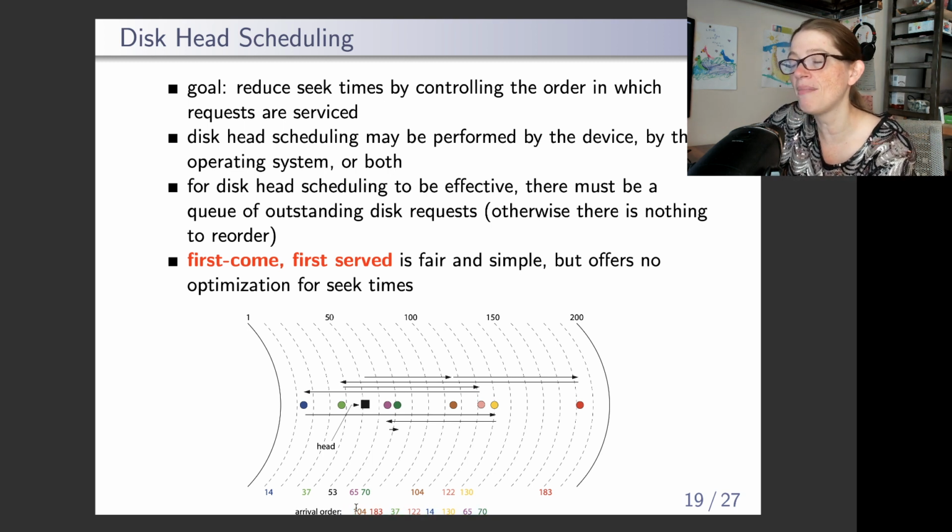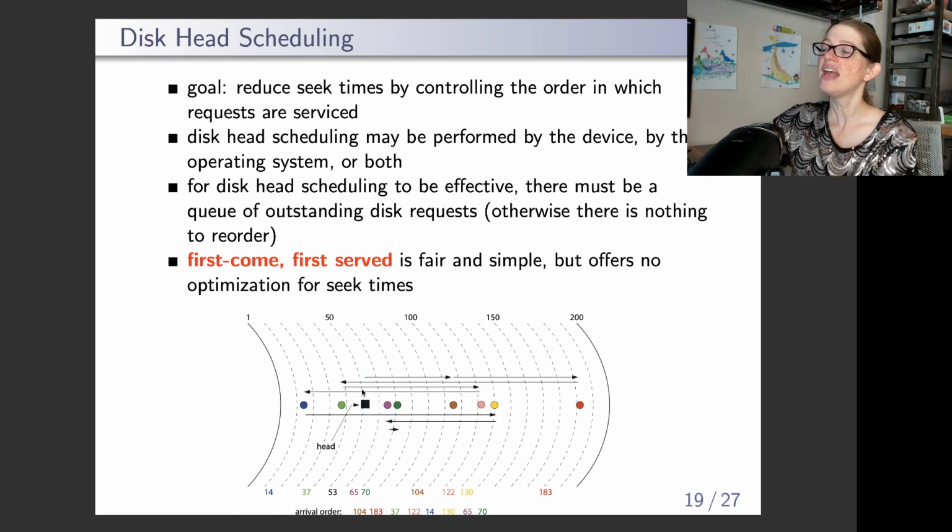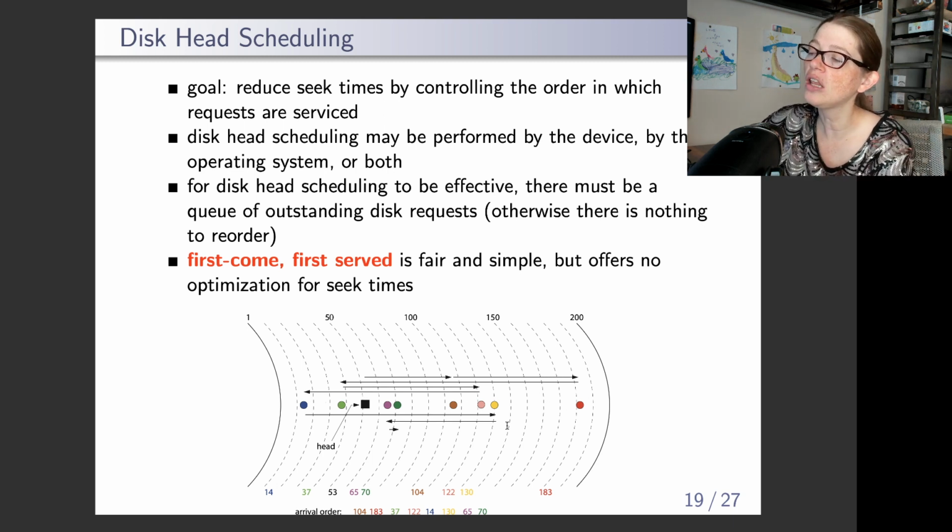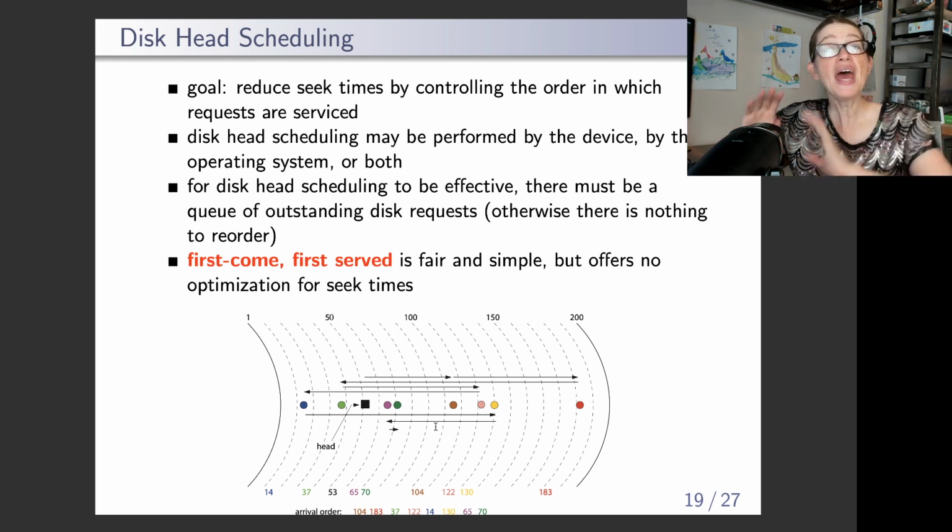We've got some jobs, and the number is what track the operation is on. Then we've got the read write head, and this is its current position, this black square. It's sitting at about 52 or 53. And there's the positions of all of the jobs that we have. So we could do something like first come, first serve, and serve the jobs in the order they arrive. That is certainly the most fair thing to do.